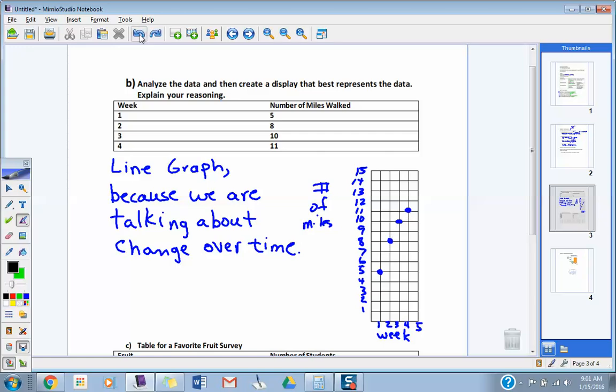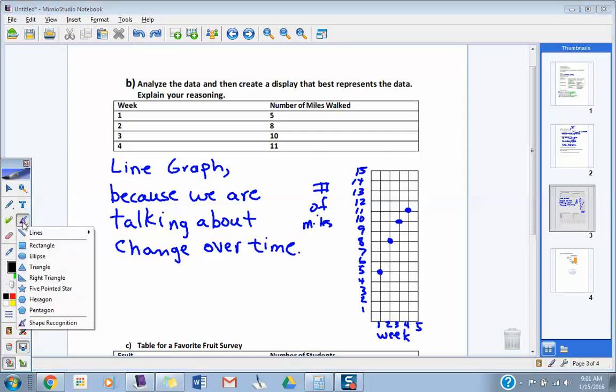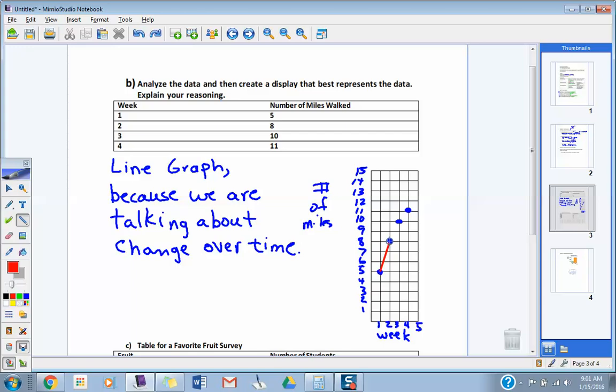So let me do a better job of drawing that line here. Is it supposed to be straight or kind of? It's going to be curved. It should look more like this. I had the wrong tool open, so it should look like this, Taryn. Does that look a little better to you? Okay, kind of something like that. All right, very good.